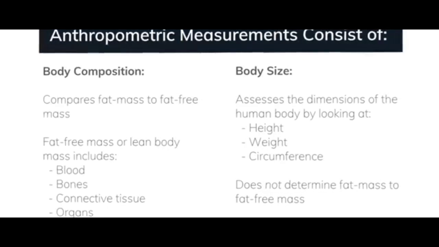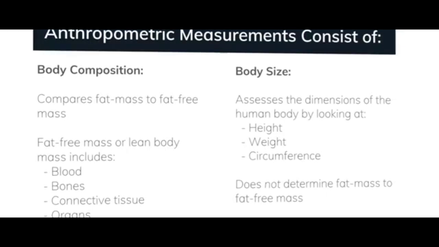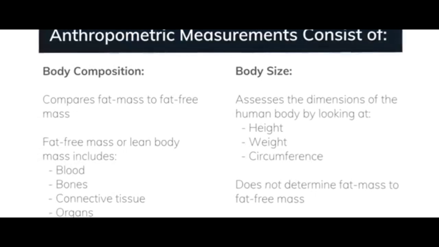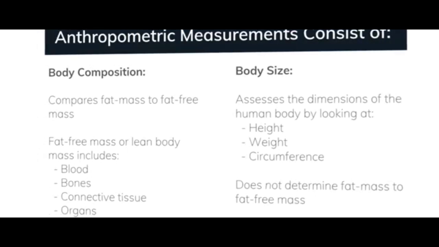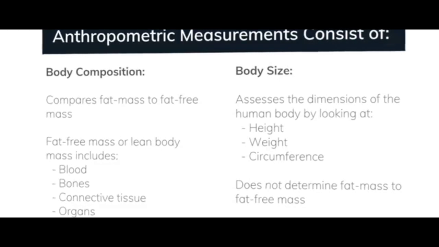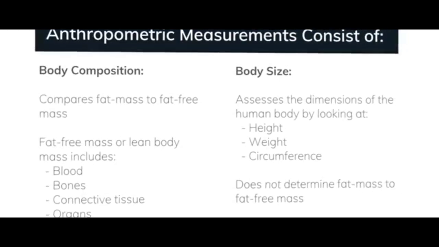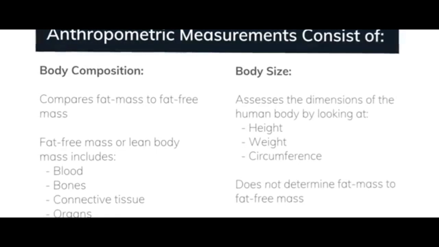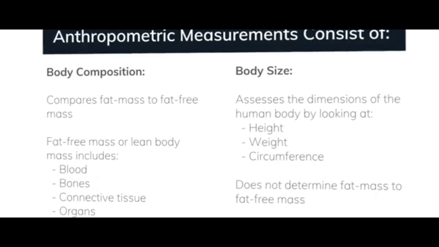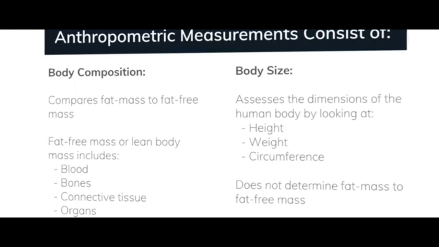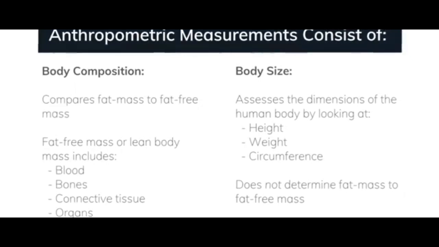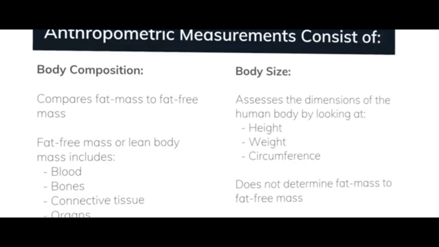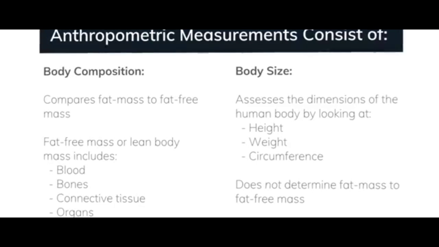We divide these measurements into two categories: body composition and body size. Body composition identifies the relative percentages of fat mass to fat-free mass. With this type of measurement, we are simply trying to identify the difference between fat mass and fat-free mass in the body. On the other hand, body size assesses the dimensions of the human body by looking at height, weight, and circumference. This is helpful to determine a client's health and fitness status, but does not assess body composition.